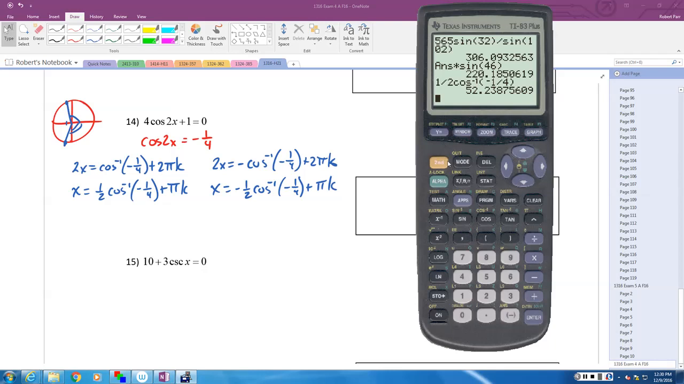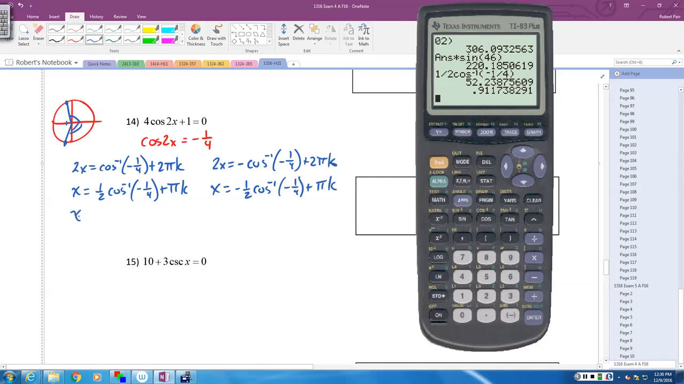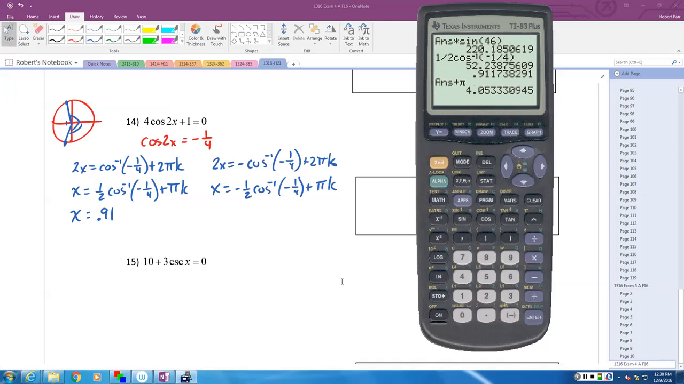Oh shoot, I've got to change my mode. So x will be 0.91. If I add pi to that, is that between 0 and 2 pi? Certainly is. 4.05. If I add pi to that, is that between 0 and 2 pi? Definitely not. I've added 2 pi to my previous answers. That's definitely going to get outside of 0 to 2 pi.